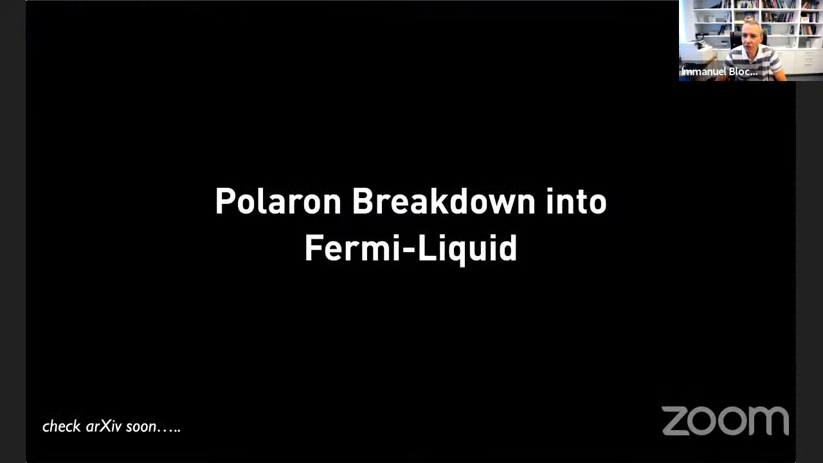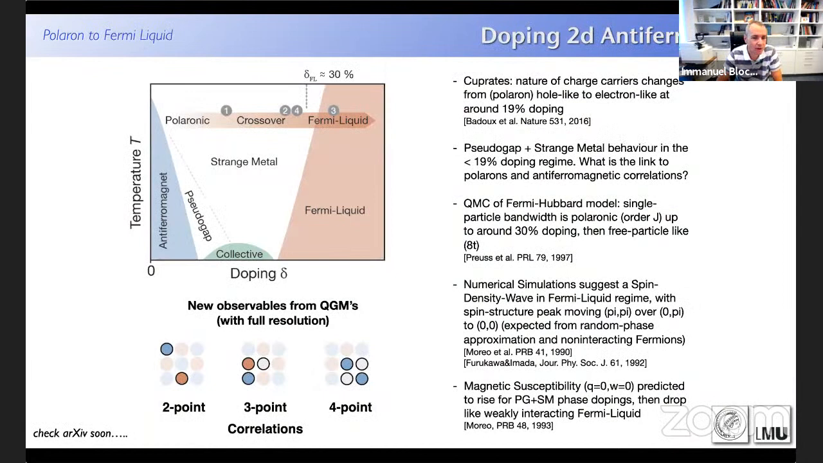Okay, I just want to very briefly, because we're coming close to the end of the talk, show you something that's going to appear soon on the arXiv from us, how you can put that to use in this interesting phase diagram of the cuprates, of the Fermi-Hubbard model. So I showed you this phase diagram. Remember, we have temperature on the vertical axis, doping on the horizontal axis.